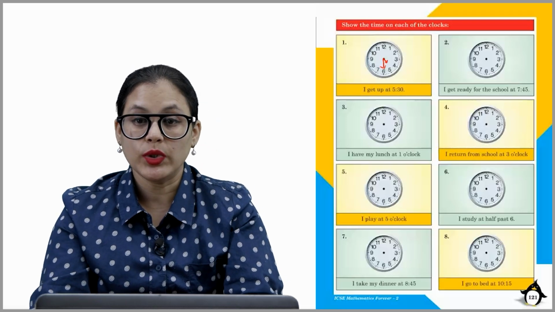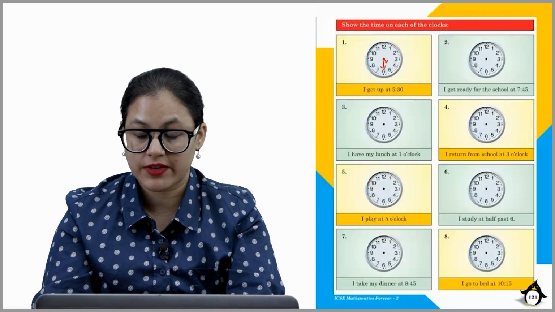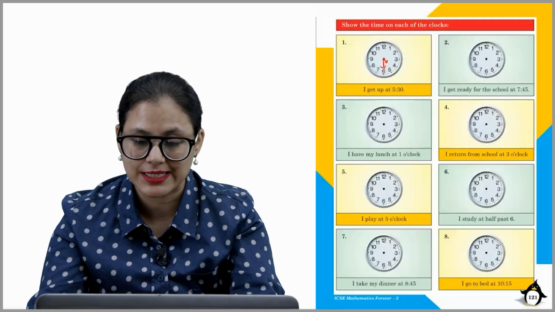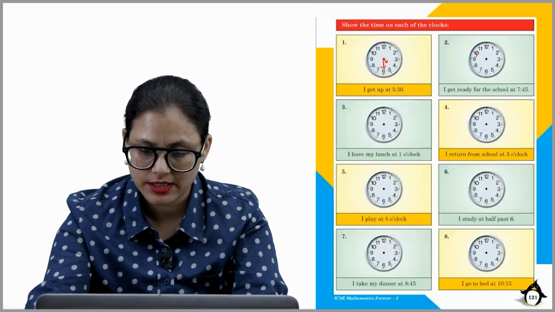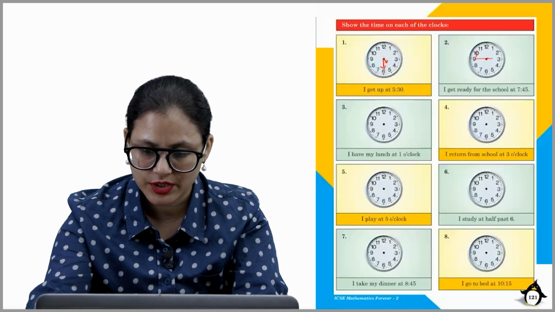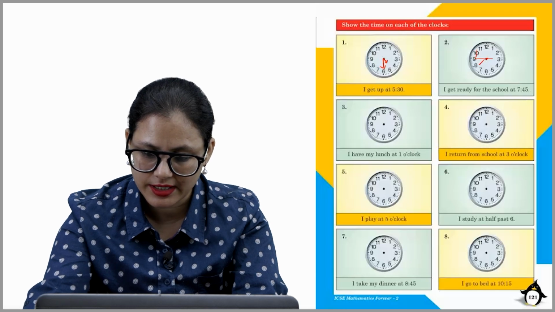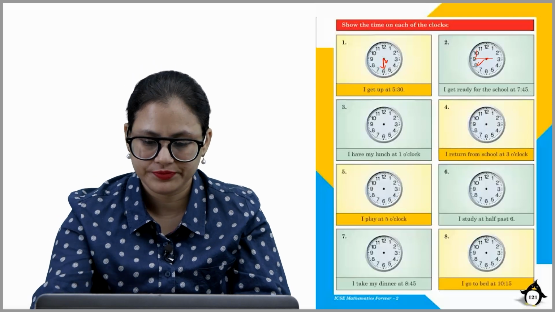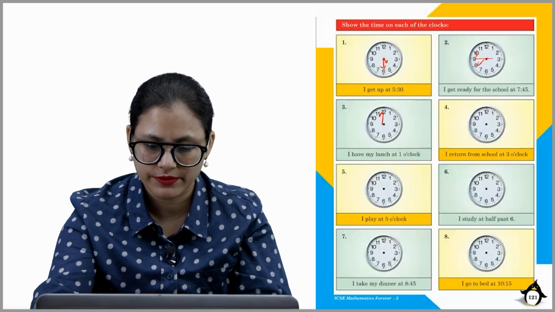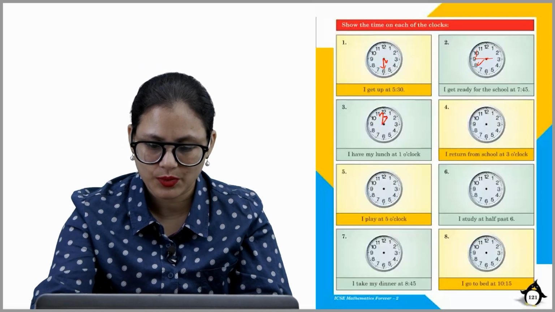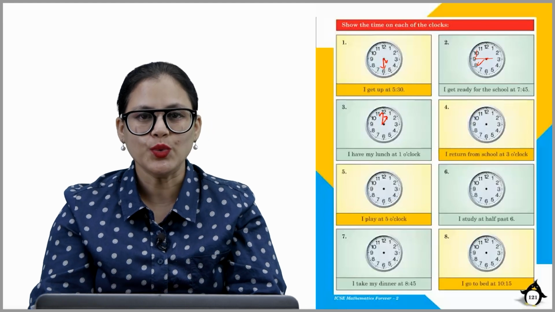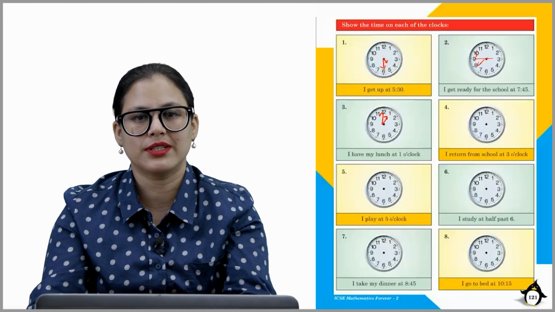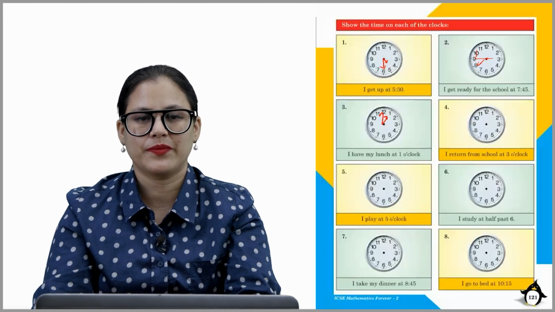I get ready for the school at 7:45. 45 means your minute hand is at 9, and your hour hand will be between 7 and 8. I have my lunch at 1 o'clock, minute hand at 12 and hour hand at 1, right students? Now you will do the remaining parts of this exercise.